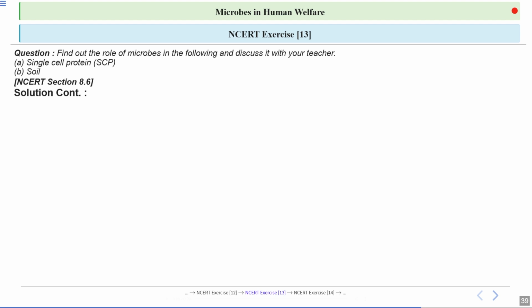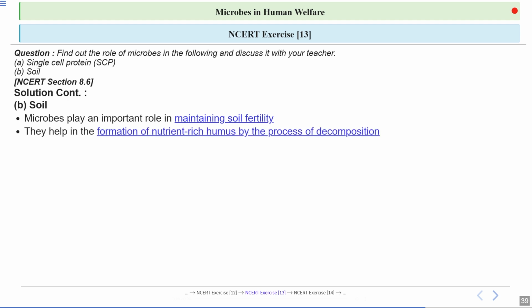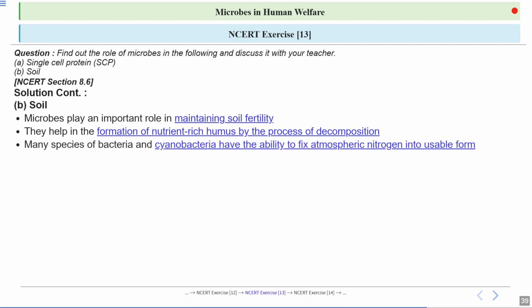Now, let's talk about soil. Microbes play an important role in maintaining soil fertility. They help in the formation of nutrient-rich humus by the process of decomposition. Many species of bacteria and cyanobacteria have the ability to fix atmospheric nitrogen into usable forms. They can convert nitrogen into a form that can be absorbed by the plants.